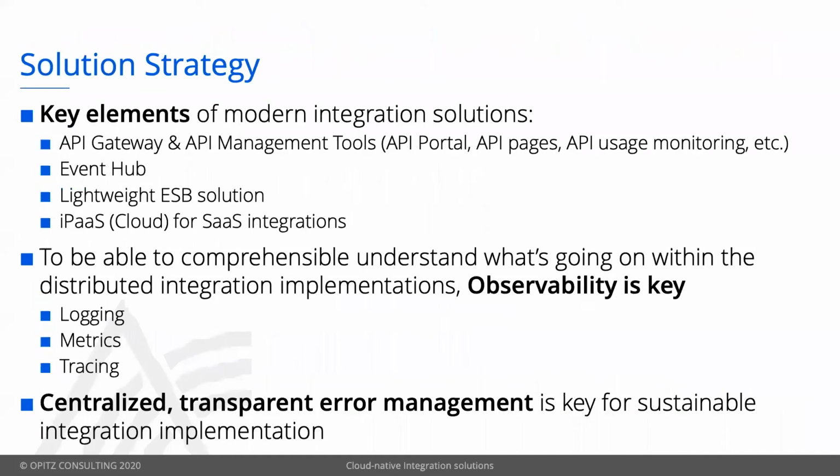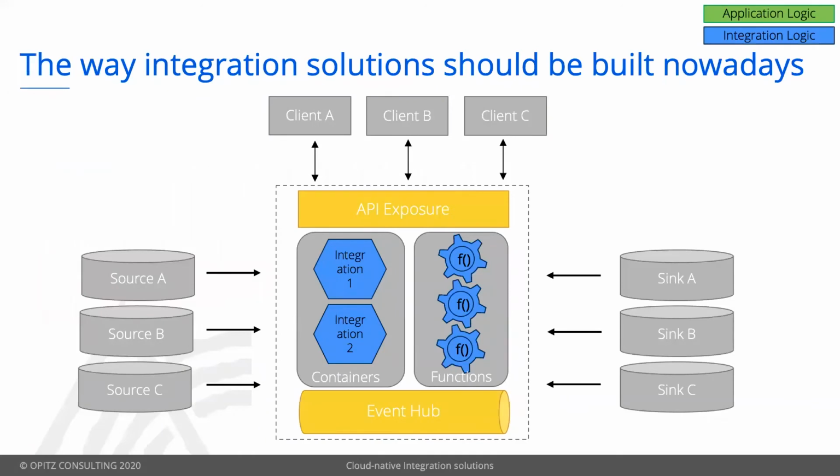So let's go to the solution strategy. Sorry, I also have a picture. So this is the way I think integration solutions should be built today. So we have something like API exposure or API gateway. We have integration implementations that are lightweight, which are isolated from each other, and so they are containerized and are individually scalable and don't influence each other.